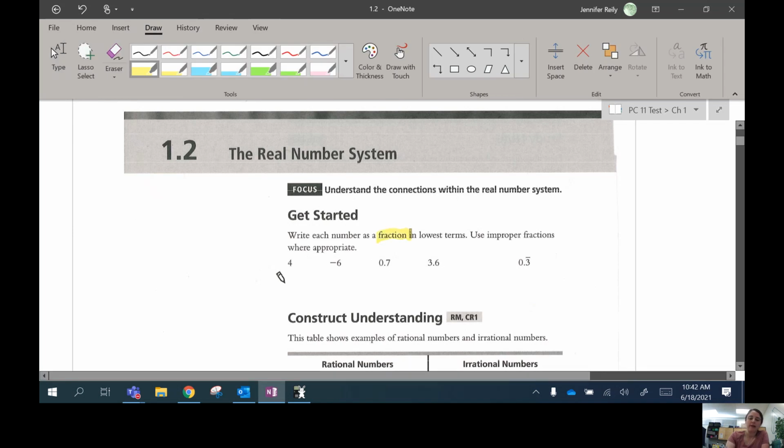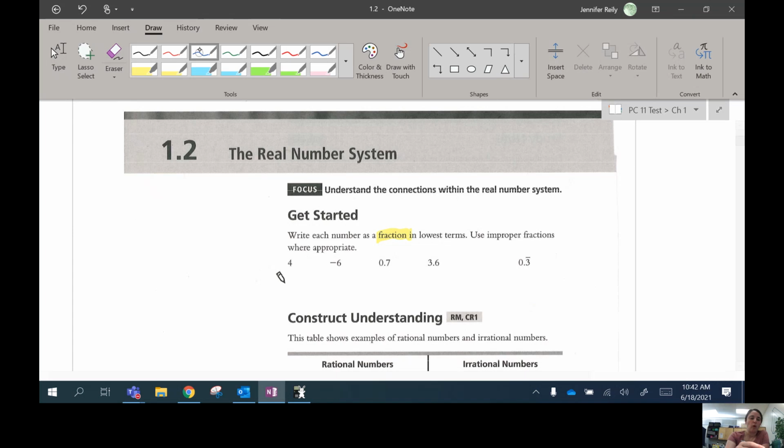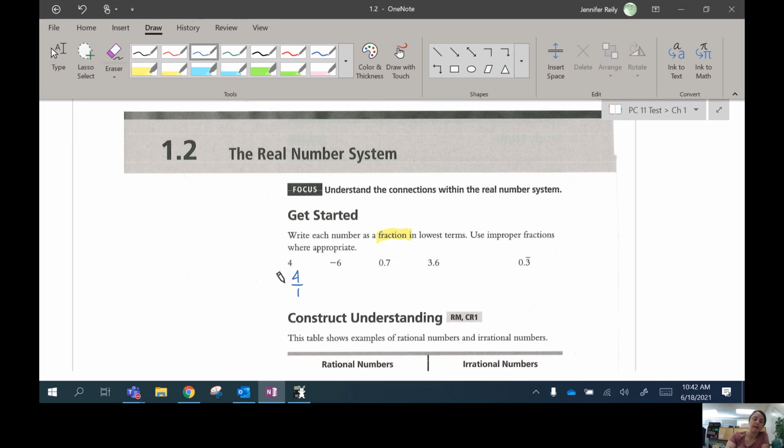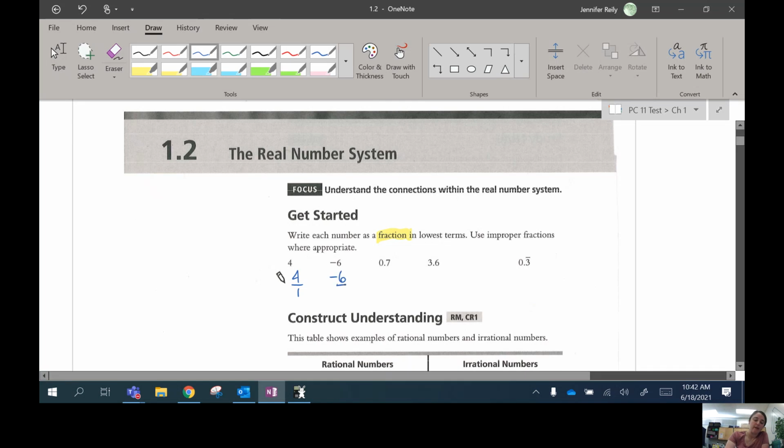Just as a reminder, if you have a whole number like 4, you can technically write that as a fraction. You would just put 1 in the denominator. 4 divided by 1 is 4, so that's 4 as a fraction. They're the same number. We wouldn't do that normally because it's just extra writing for no reason, but you can technically write 4 as a fraction. Same for negative numbers. You can put -6 over 1, and that would be a fraction.